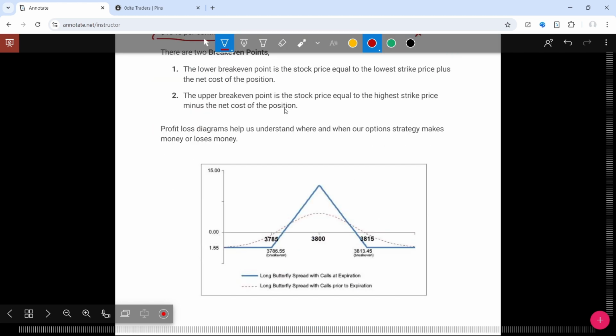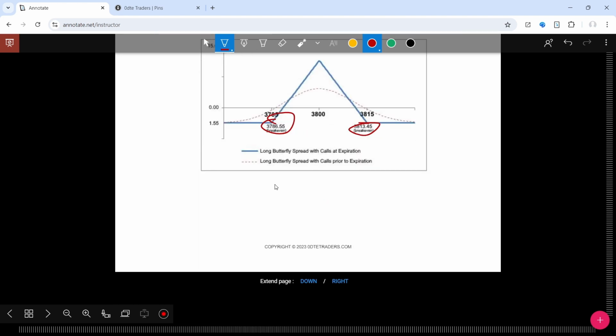Now, you do have some break-even points here. Really something I don't pay attention to when I'm trading butterflies or managing the trade. Nonetheless, they're there.